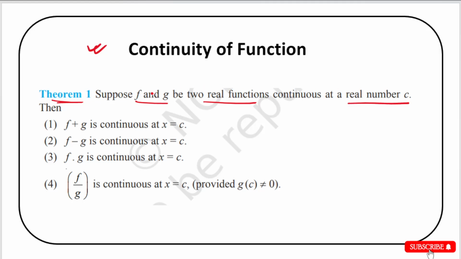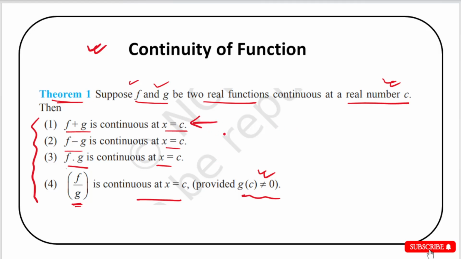So these functions, f and g, are continuous at real number c. Then these four properties will hold. f plus g is also continuous at x equals c. f minus g is continuous at x equals c. f into g is continuous, and f upon g is also continuous, provided that this denominator is not equal to 0. Okay. Let me show you the proof of the first one, and the rest of the things are similar.